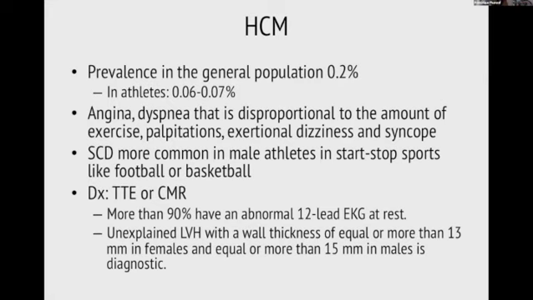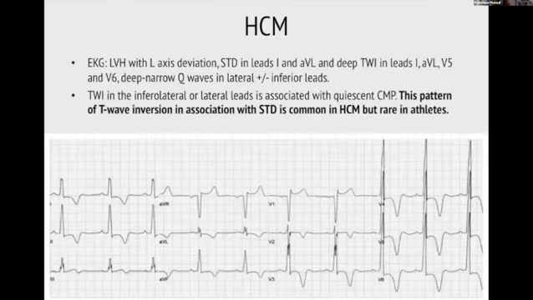The diagnosis is made with TTE or cardiac MRI, but more than 90% have an abnormal 12-lead EKG at rest. So unexplained LVH with a wall thickness equal or more than 13 in females or 15 in males is diagnostic. EKG, so they have LVH with left axis deviation, ST segment depression in leads 1 and AVL, and deep T-wave inversions in lead 1, AVL, V5, and V6.